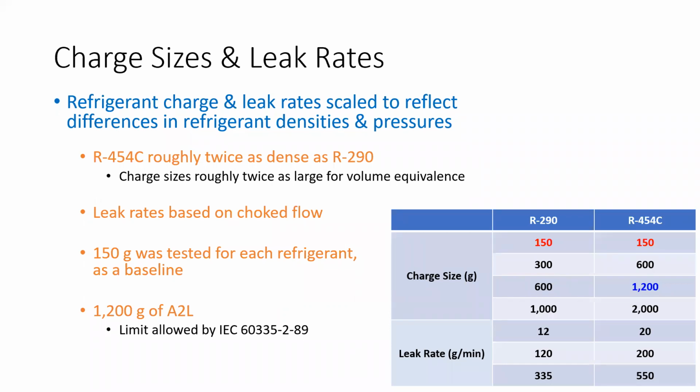Similarly, the leak rates were also scaled. These rates were based on choke flow with the same size holes. But when you consider the refrigerant properties such as density, you end up with higher leak rates for the R454C, roughly two-thirds higher.